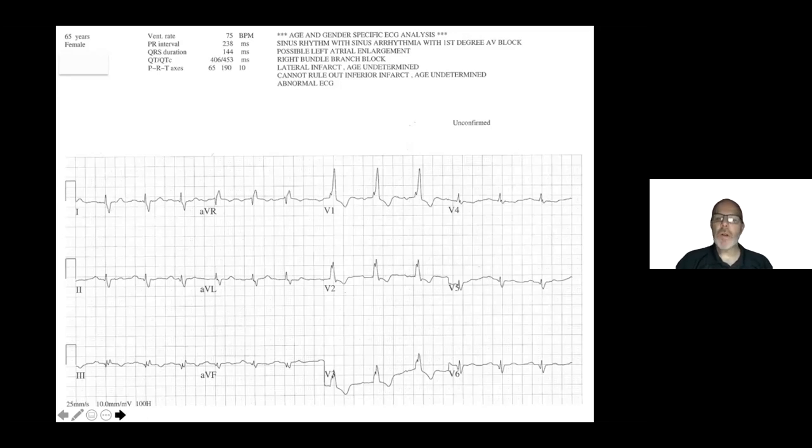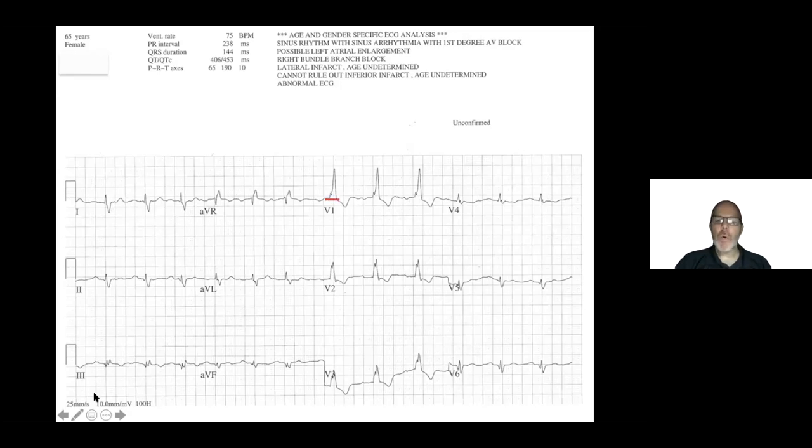So if I look up there in lead V1, I've got what is called an R prime. So you see this little initial upstroke and it comes back down, but it never comes down to the isoelectric line, which means that it never formed an S wave. So this is simply called an R prime. And this is where you hear people talk about bunny ears, right? So this is kind of like a little rabbit ear, but the right rabbit ear is taller than the left. That's a conversation for a different day.